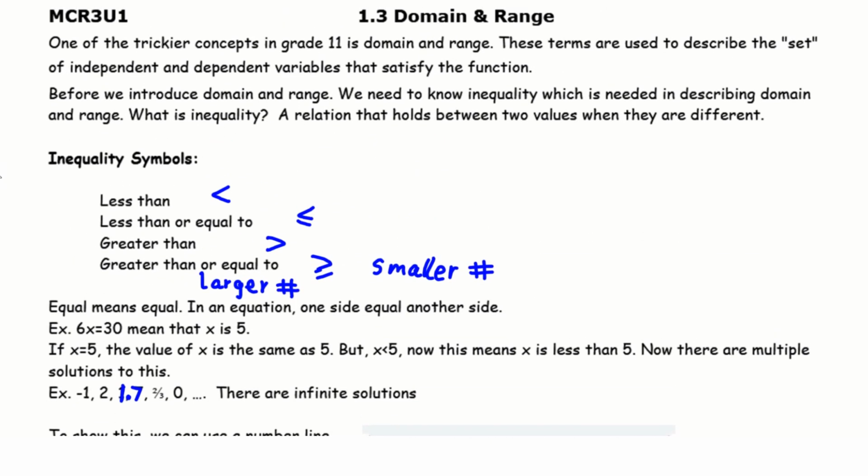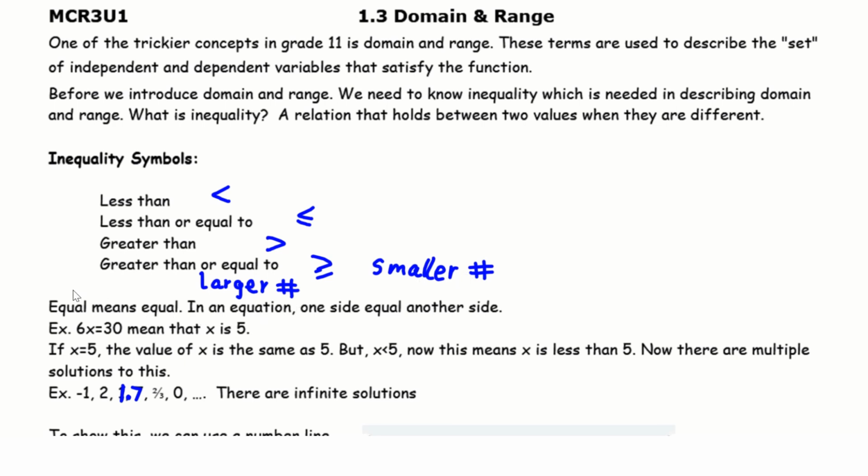So in this lesson, we are going to discuss domain and range for functions. And before we introduce definitions for domain and range, we want to review the inequality symbols. So less than or equal to, greater than or equal to. The opening is facing the larger number and the arrow is facing the smaller number.